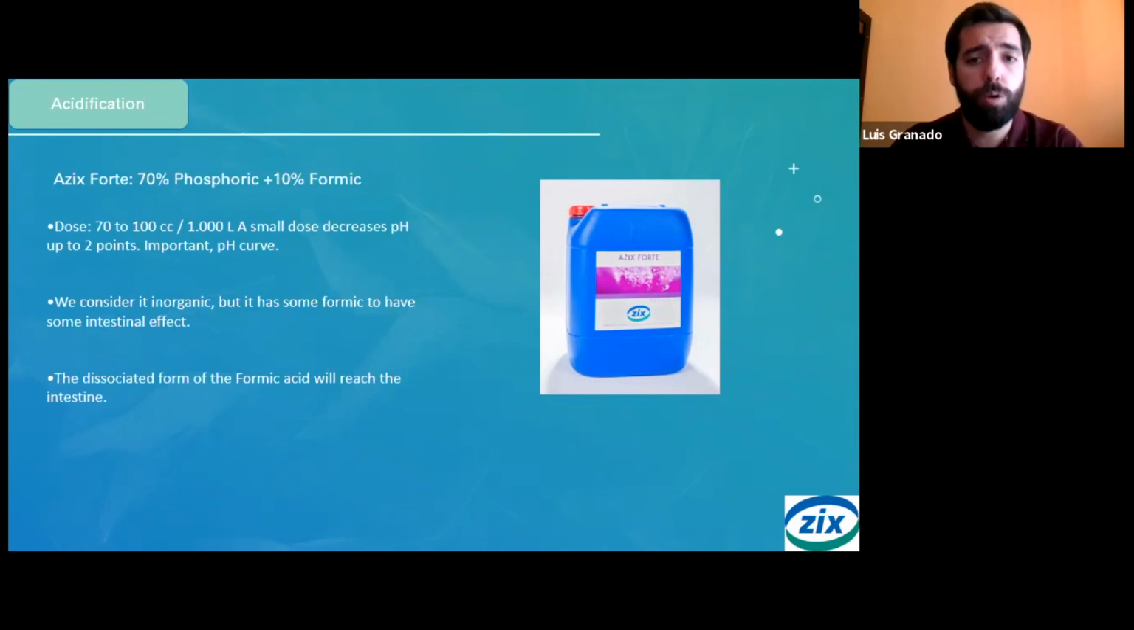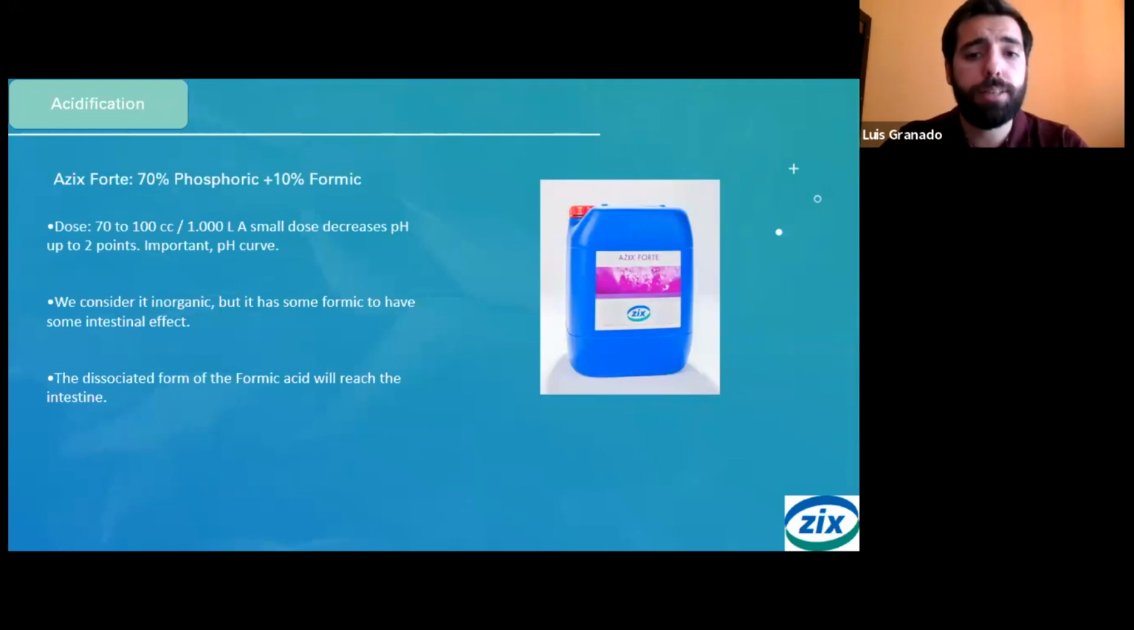In a standard water, we will be able to decrease the pH in 2 points with the dose of 100 milliliters. But again, highly advised to perform the pH curve to know properly our water, all right? It is very cost effective at low doses because we will be able to decrease quickly the pH, all right? So this is the choice for those cases where you want to do a physicochemical correction of the water if we have high pH, or to improve proteolysis, or just to supplement the hydrochloric acid in the stomach, right?